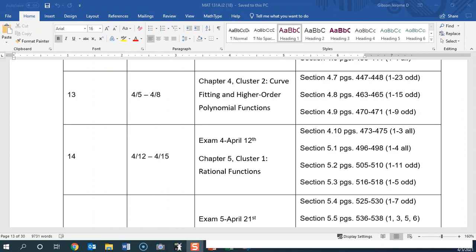Hello, class. We're about to start sections 4.7, 4.8, and 4.9 today. We're going to cover the whole week today, so you will have all of the material you need for the week. So we're going to start on section 4.7 on page 447. And as you see here, we're to do 1 through 23 odd.